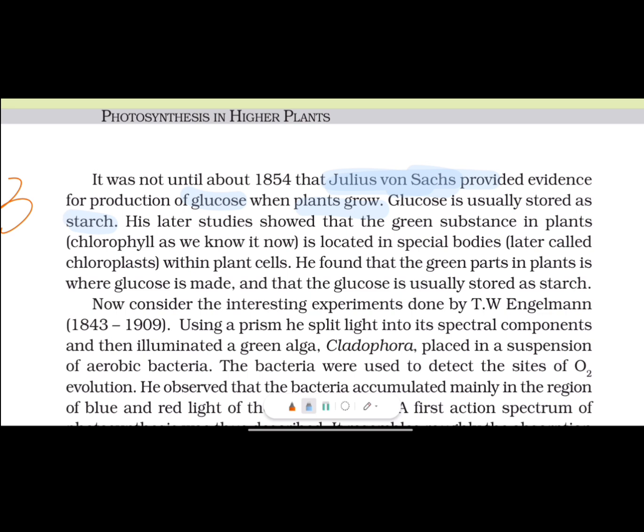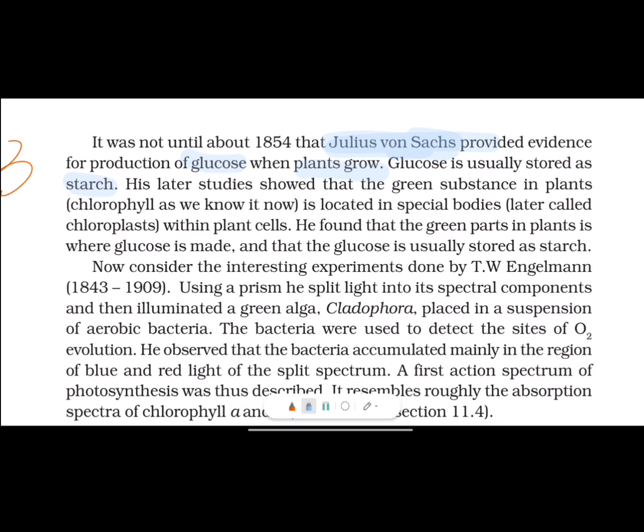You may get a question like, glucose is usually stored in which of the following forms? So the answer is starch.